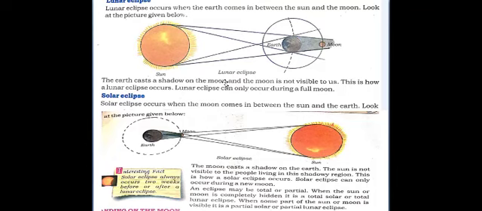Next, solar eclipse. A solar eclipse occurs when the moon comes in between the sun and the earth. That is, the moon is between the earth and the sun, and when the earth, moon and sun come in a straight line, the moon casts a shadow on the earth, and the sun is not visible to the people living in this shadowy region. We already learned about it, and this is how a solar eclipse occurs. A solar eclipse can only occur during a new moon, and this time also not in every new moon.